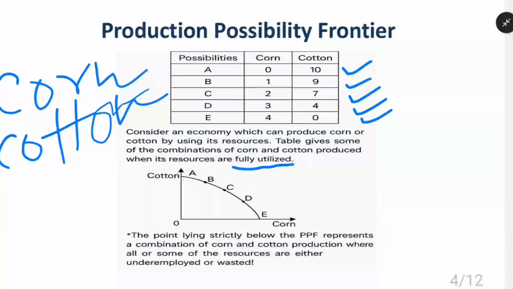Putting these values in the graph, we get this graph, which is also called a PPC or PPF. On the x-axis, production of corn is shown, and on the y-axis, production of cotton is shown. The 5 possibilities A, B, C, D, E are shown here. At point A, corn is 0 and cotton is 10. Same as point B, corn is 1 and cotton is 9. Point C, corn is 2 and cotton is 7. And in possibility E, corn is 4 but cotton is 0.